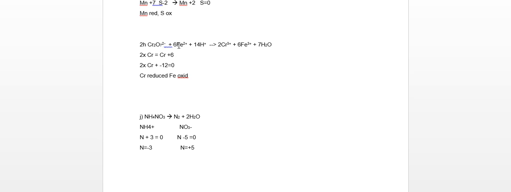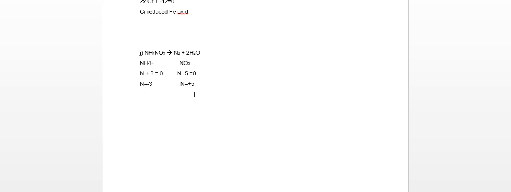Taking a look at the iron, we go iron 2+ to iron 3+. It has lost another electron. So oxidation is loss, the iron is oxidized, and the chromium is reduced. Okay, and that's pretty straightforward.